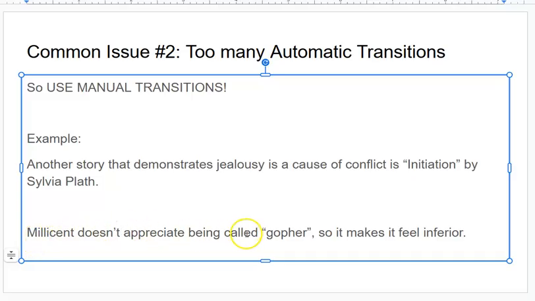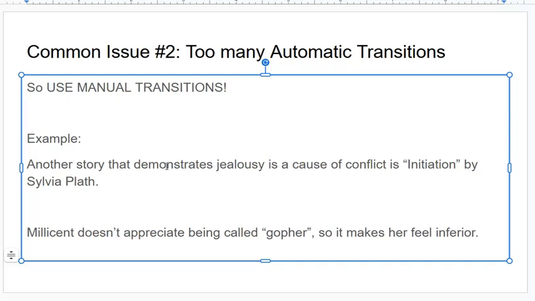Let's take a look at the other one below it. Millicent doesn't appreciate being called Gopher, so it makes her feel inferior. So, what do I do? Because the only thing that I have here is this, and while that's a transition, it moves the reader from one idea to the next. What it doesn't do is show a clear relationship. It does say so, and I can see that this happens, therefore that happens. But you can make it stronger by creating a whole new manual transition.